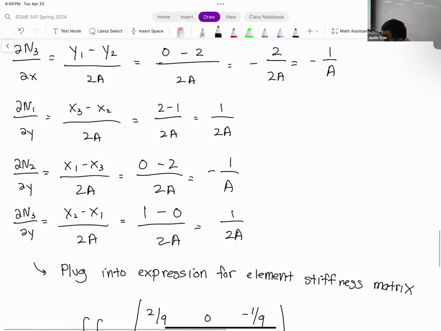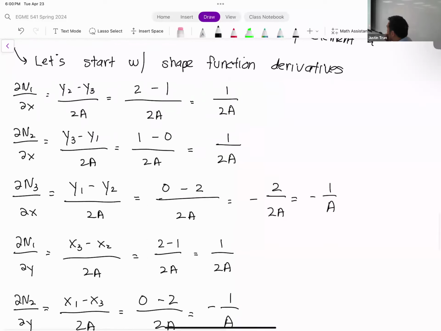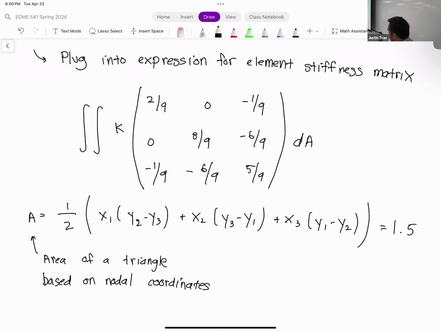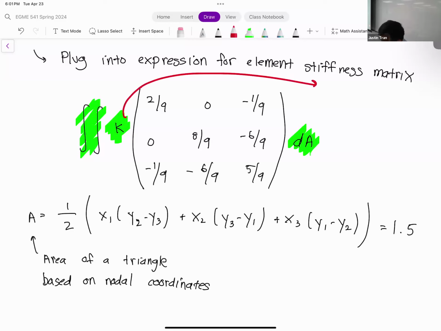So that 1.5 you can plug into all these things here. You can see that we're going to get a lot of 1/3 and a lot of -2/3 and things like that, and when you multiply those together, you get 1/9. So this by itself isn't the element stiffness matrix yet, because we also have to multiply by the k, and by this integral over dA. For this problem, to make our lives a little bit easier, let's assume that k is equal to 6.